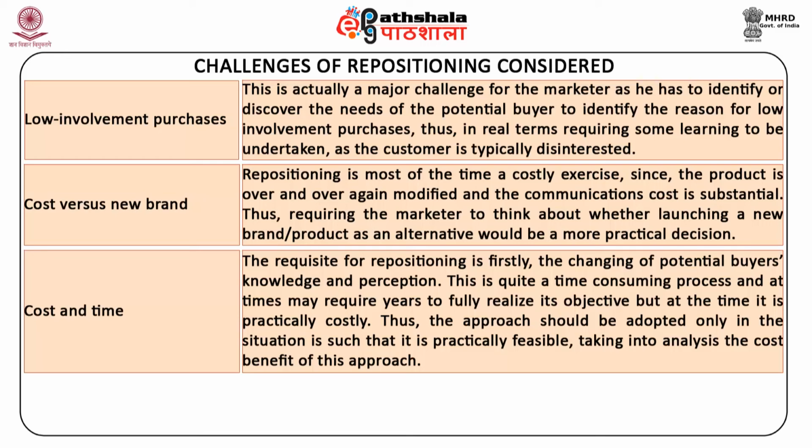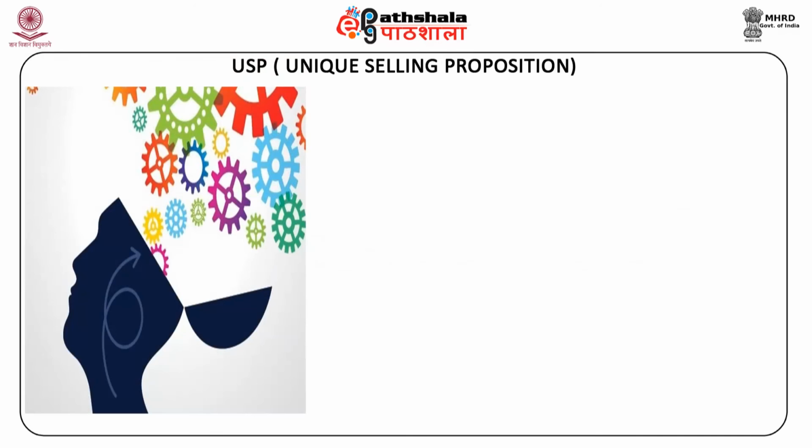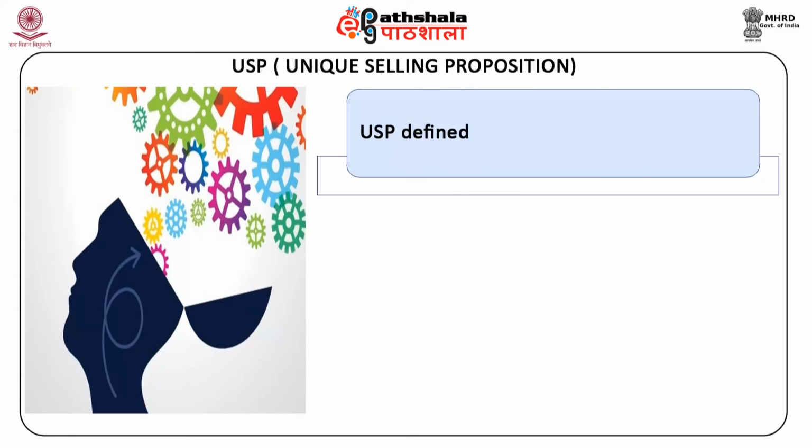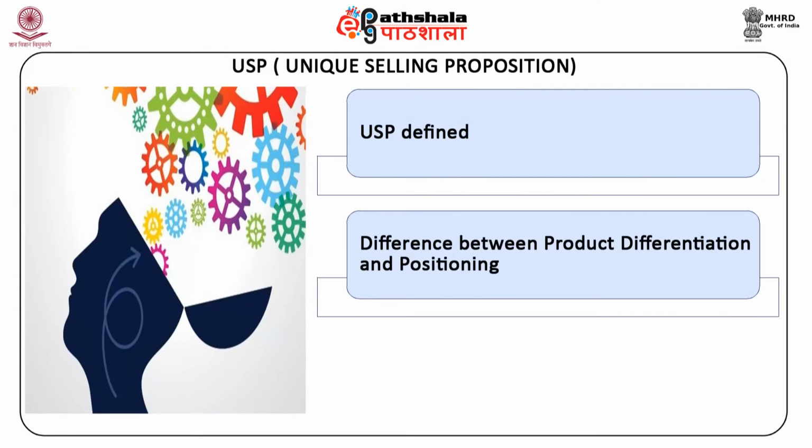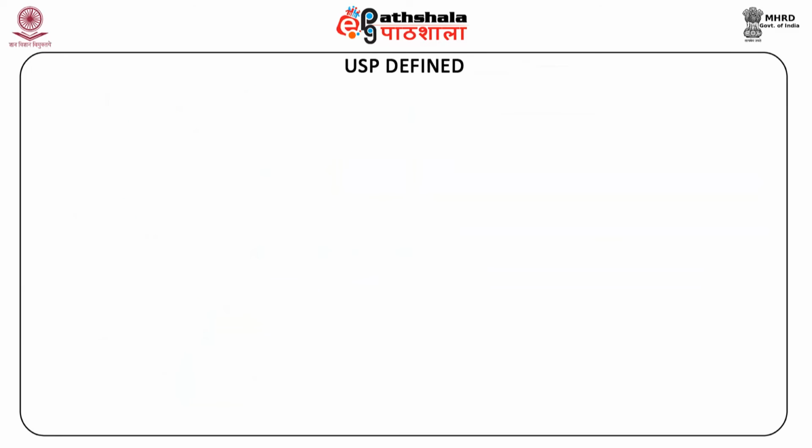Yahoo repositioned from online guide to web portal. Amazon repositioned from world's largest bookstore to Earth's biggest selection. Next, we will discuss unique selling proposition. Under this, we will talk about USP defined, and the difference between product differentiation and positioning.